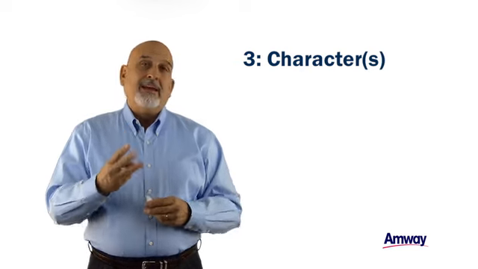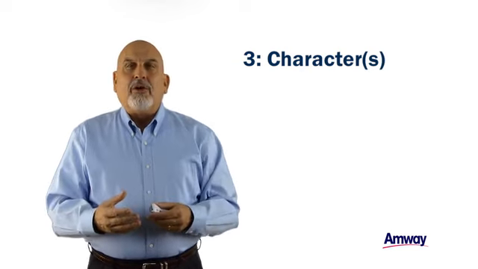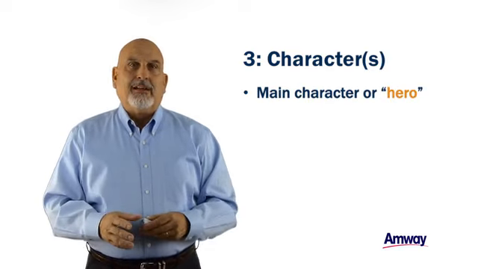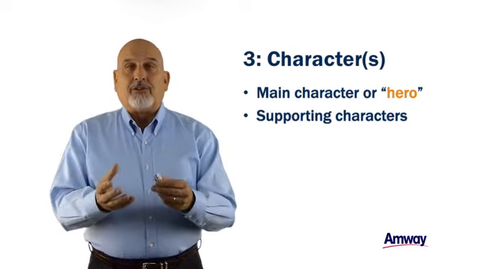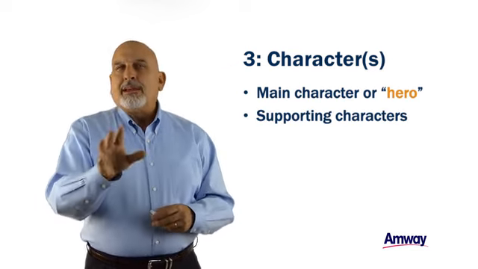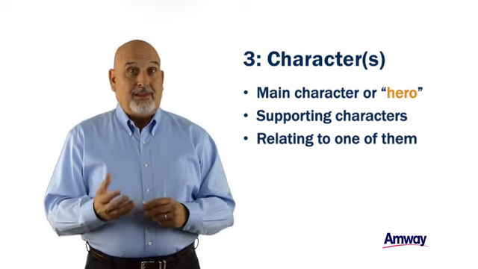Number 3, they have character or characters. An effective story has a main character or a hero. We call them a protagonist. Some also have supporting characters, including villains. We call them antagonists. When the characters come to life, the listeners find themselves relating to one of them.